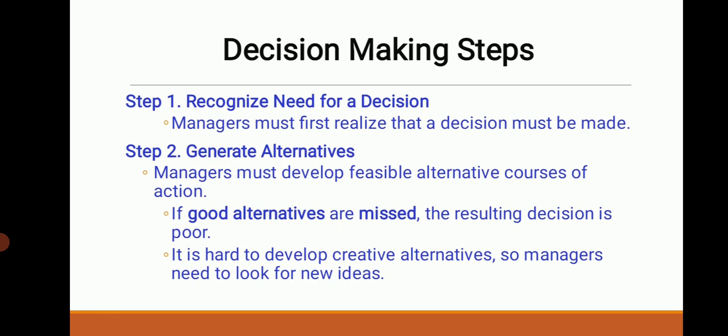So step 1 is recognize the need for a decision. Managers must first realize that a decision must be made. The problem is thoroughly analyzed. There are a couple of questions one should ask to identify the purpose of the decision. What exactly is the problem? Why should the problem be solved? Who are the affected parties of the problem? Does the problem have a deadline or a specific timeline?